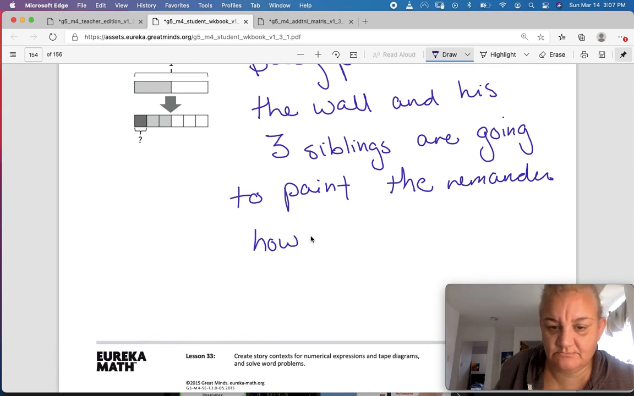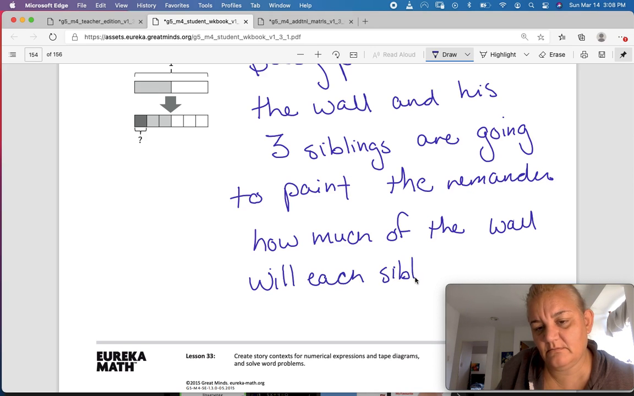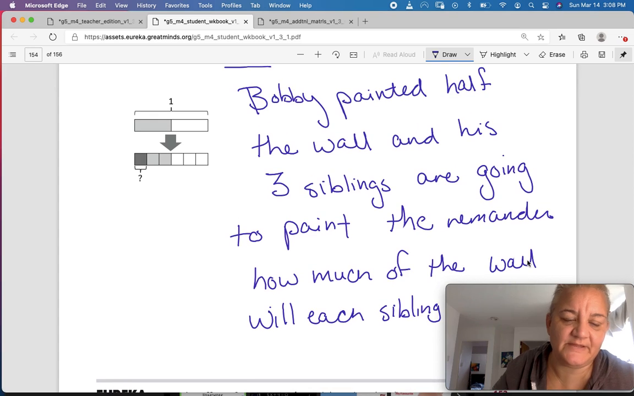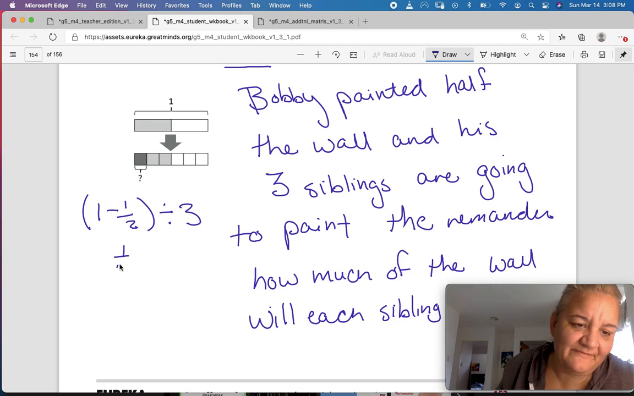How much of the wall will each sibling paint? Let's go ahead and write an expression for that. So here's the wall. He painted half of it. And the kids are going to paint the rest, right? So here we've got 1/2 divided by 3, which equals 1/6 of the wall.